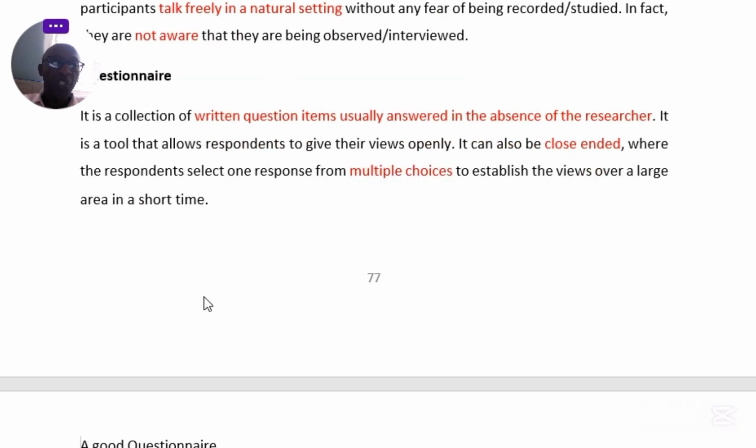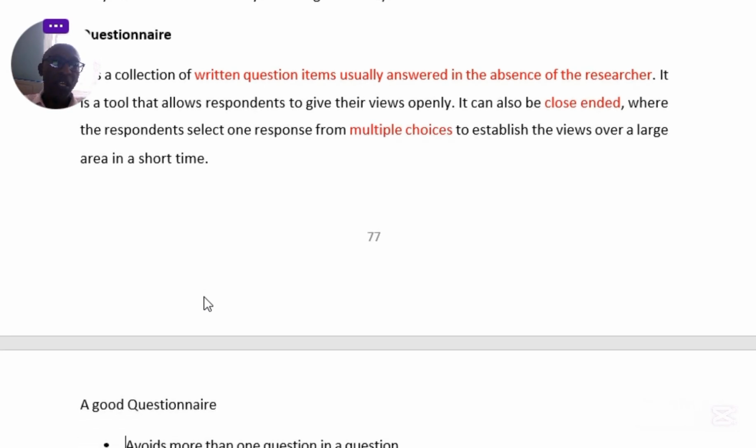Questionnaire. A questionnaire is a collection of written question items, usually answered in the absence of the researcher. So you put up a questionnaire, and the questionnaire can have open-ended questions or close-ended questions. For example, close-ended questions could be multiple choices.